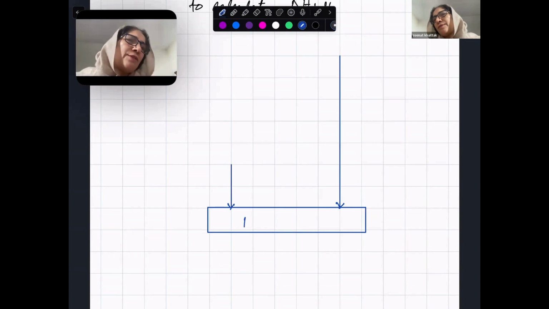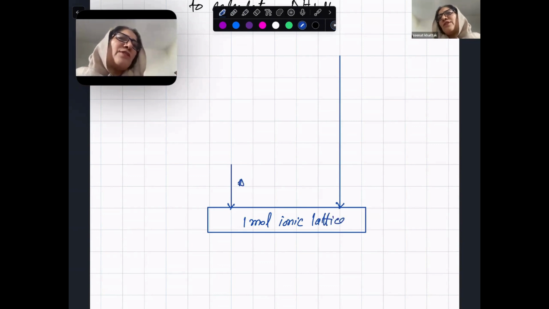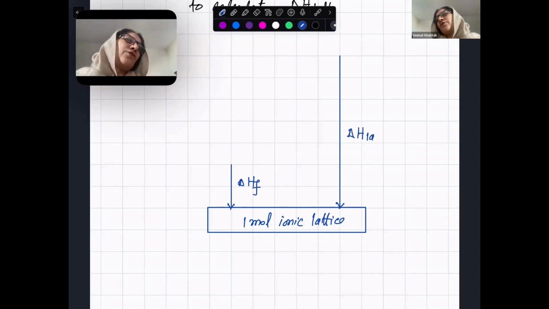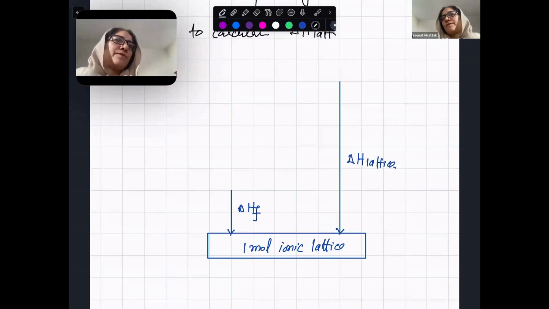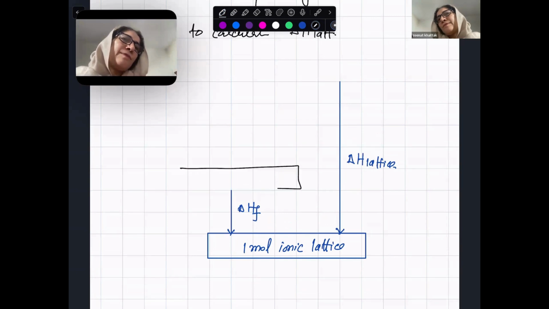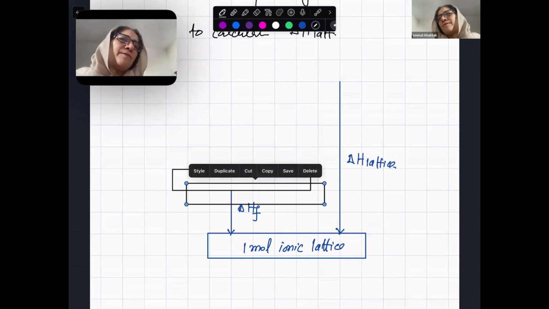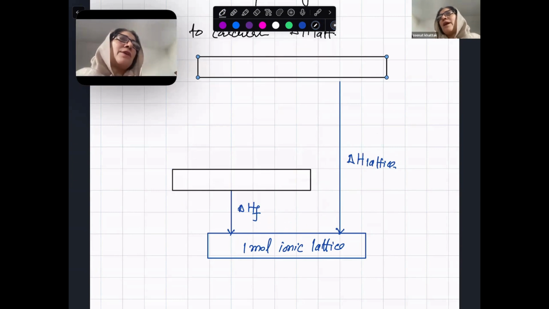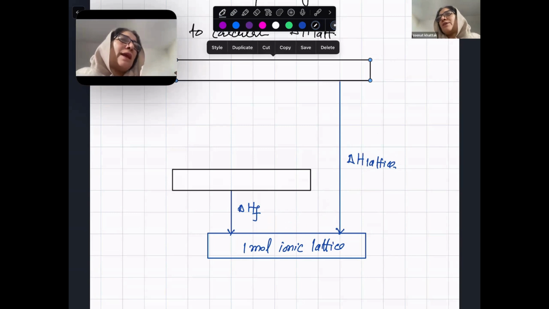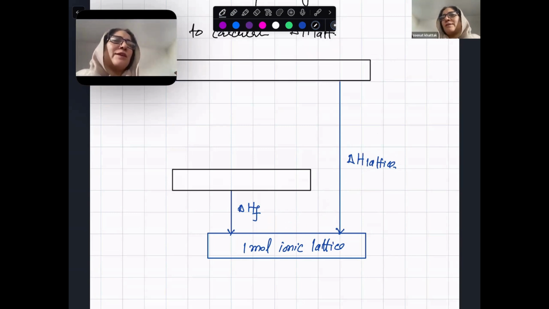This is 1 mole of ionic lattice. This is formation and this is delta H lattice. So, formation is always from its elements, and lattice is from its gaseous ions.